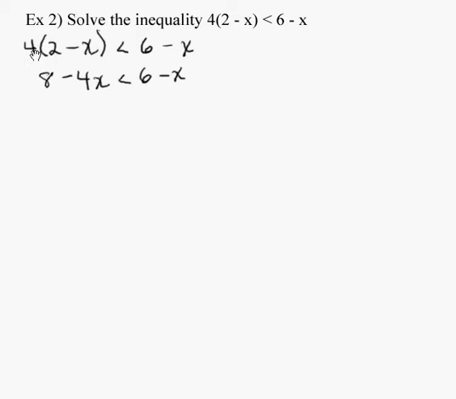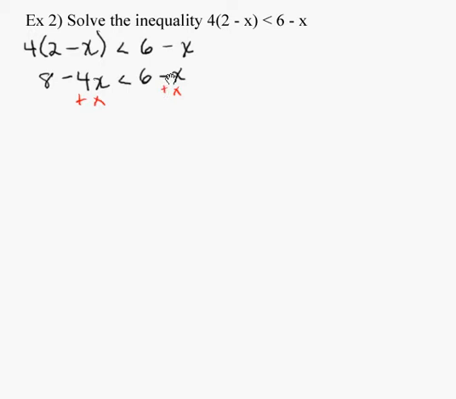Distributing, 4 times 2 is 8. 4 times negative x is negative 4x. That's all we did in that first step. Next step, we want to get all the x's together. Usually, students like to see x on the left side of the equal sign. The symmetric property says it really doesn't matter. But since most of us are used to seeing the x on the left side, let's do that.